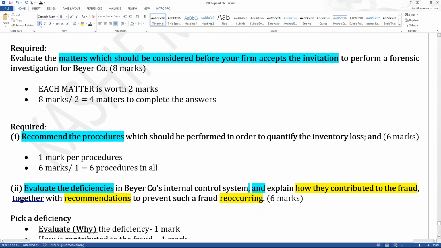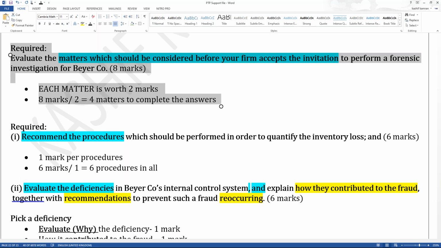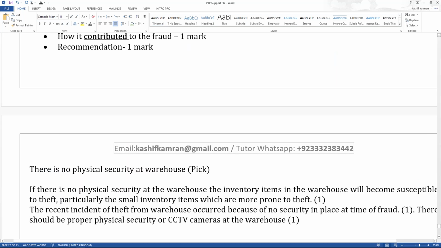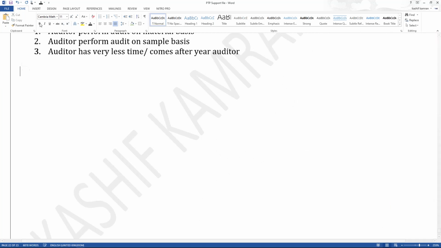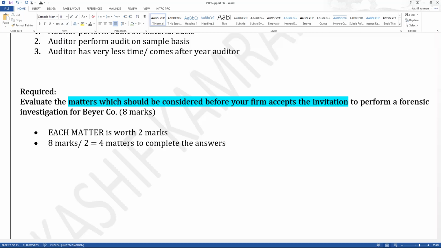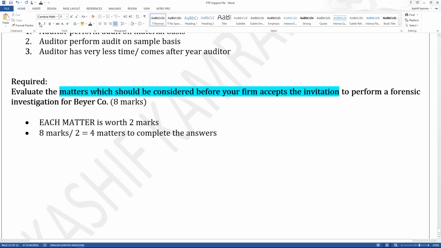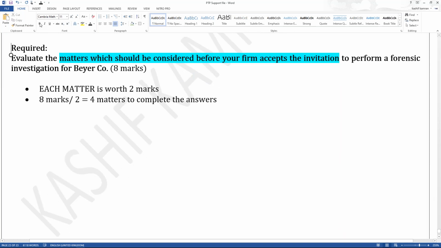Evaluate the matters which should be considered when your firm is invited to perform a forensic investigation service. Do you know this list in the journal? If I take this question to my next page for proper analysis, the first requirement for 8 marks is to evaluate the matters which should be considered before your firm accepts the invitation.